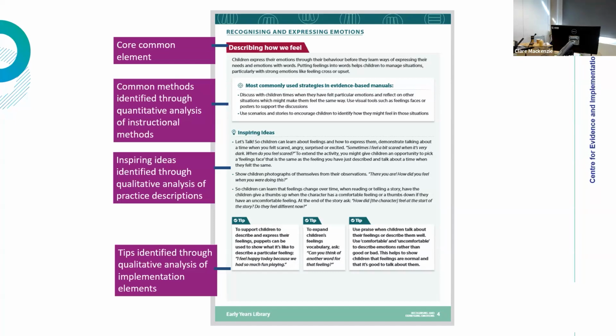That shouldn't come as much of a surprise to you. A lot of this is like, oh yeah, this isn't really rocket science. These are common for a reason. The most commonly used strategies in the evidence-based manuals are summarized for every one of these practices, along with some inspiring ideas where we bring it to life, because these are intended for an educator audience, a practitioner audience, and then some of those implementation tips that we could pick out as we went through all of the coding.